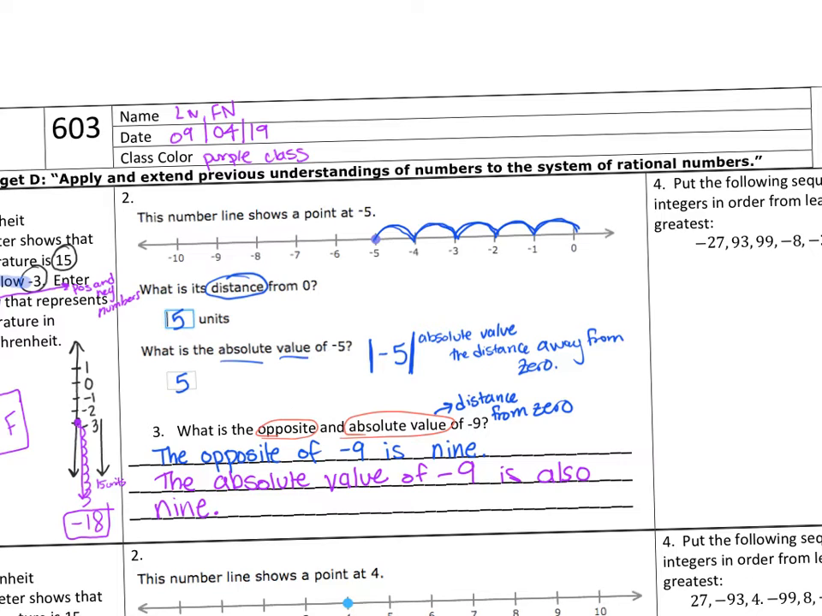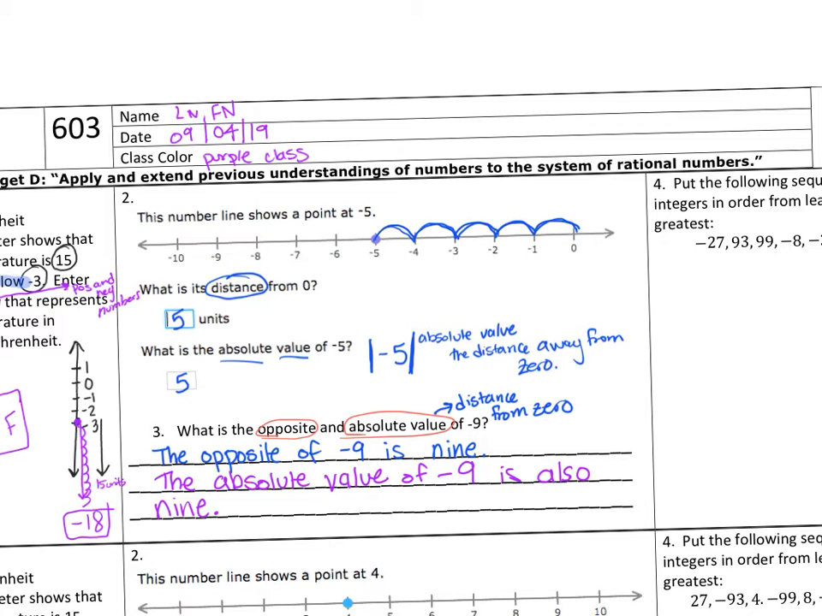Be careful on number 3, because the opposite of a number and the absolute value aren't always going to be the same. So they might be different in some scenarios. So I repeat, the opposite of a number is not always the absolute value. That's why I asked you both in that question, because I want you to see that there's a difference in those two.